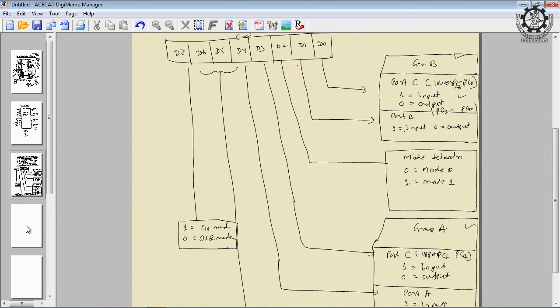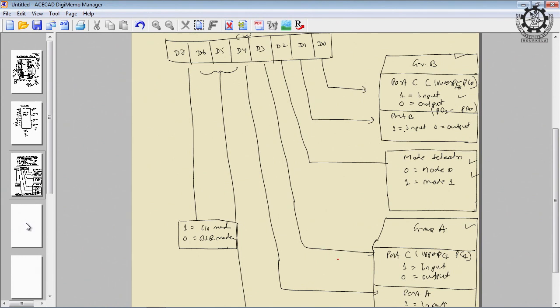Then the D2 bit will decide whether you are using mode 0 or mode 1. So from this it is clear that under the group B control, we can only use 2 modes, that is mode 0 and mode 1. Mode 2 cannot be used under the group B control. Is it okay? So, mode 2 cannot be used under group B. If you want to use mode 2, then you have to go for group A. Is it okay?